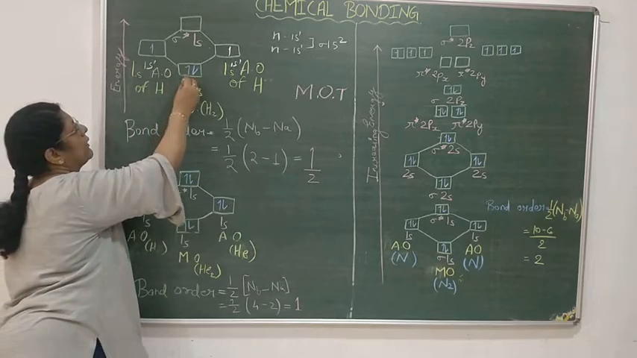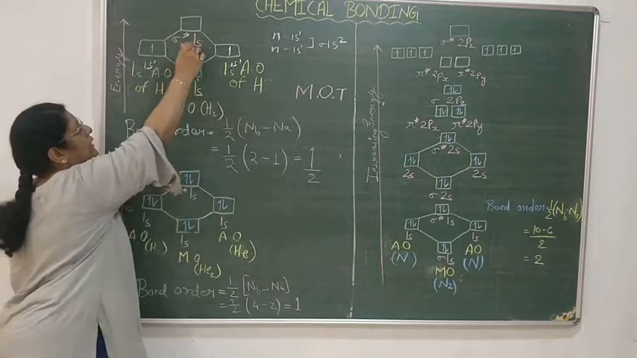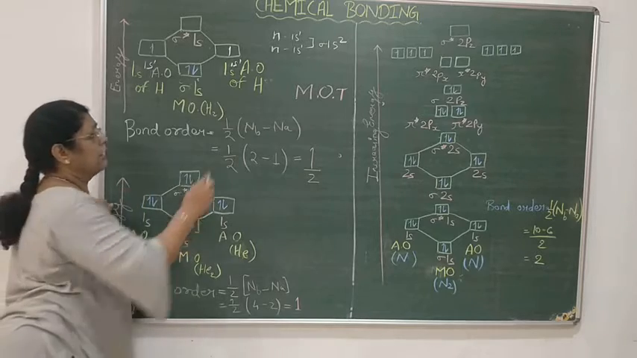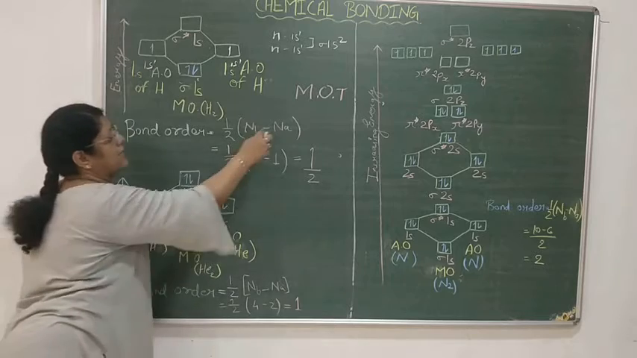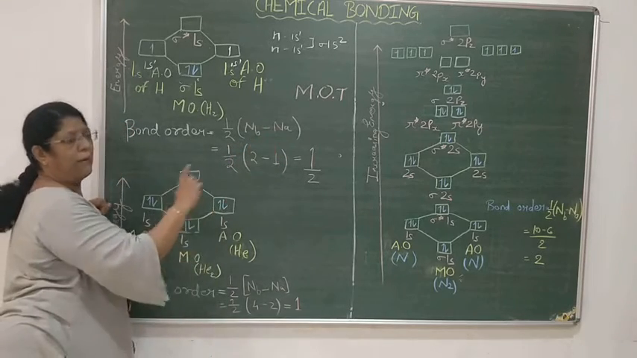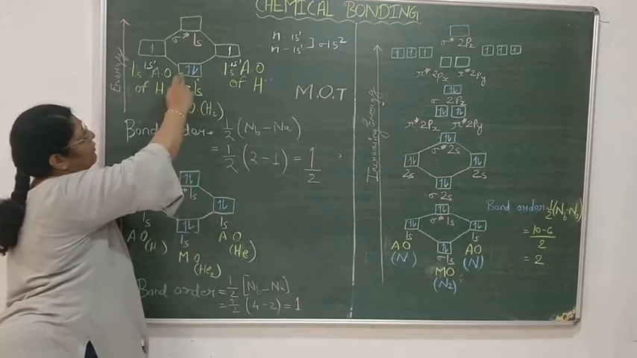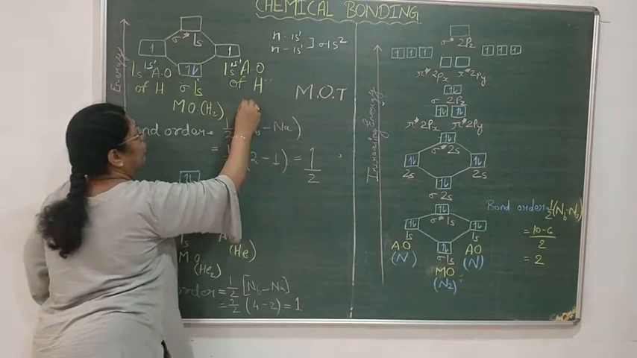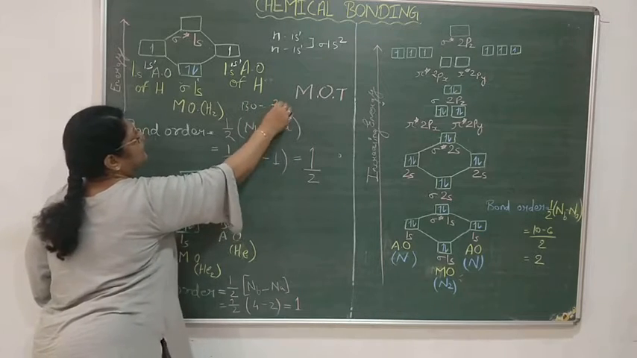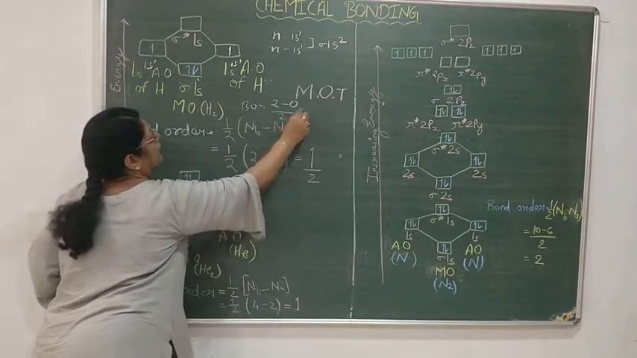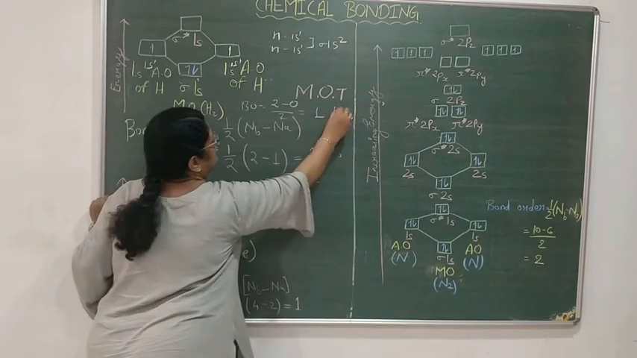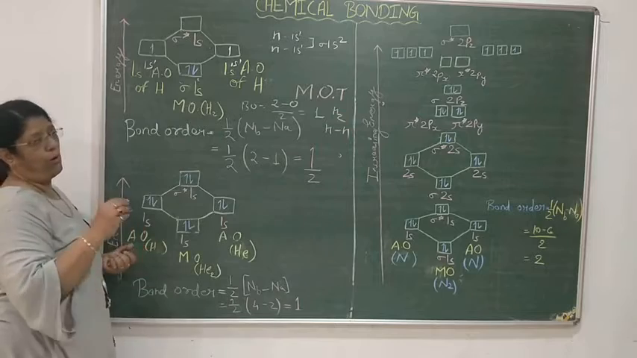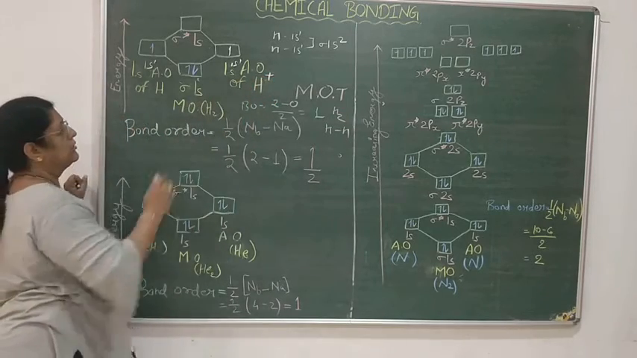So this is the sigma 1s orbital, and this is the sigma antibonding 1s orbital. We need to know about bond order. Bond order is the number of bonding electrons present in the molecule minus the number of antibonding electrons present in the molecule, divided by 2. The number of bonding electrons is 2, the number of antibonding electrons is 0, divided by 2, so it will be 1, and the molecule of hydrogen is formed with one bond. Clear?